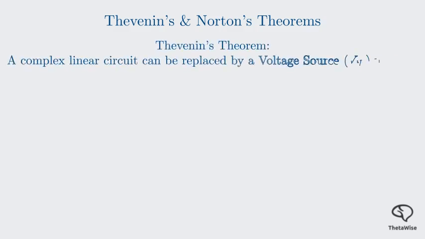Imagine a complex, unknown circuit inside a box with just 2 wires sticking out. Thevenin's theorem says that from the perspective of whatever is connected to those 2 wires, the circuit behaves exactly like a single, simple voltage source in series with a resistor. Norton's theorem is a dual of Thevenin's. It states that the same linear two-terminal circuit can be replaced by an equivalent circuit consisting of a single current source and a single parallel resistor.